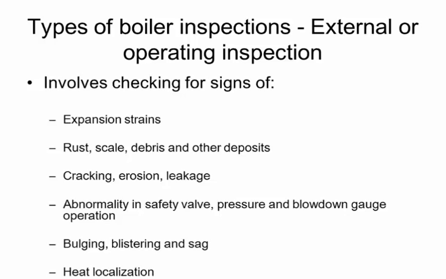External operating inspections basically involve checking for signs of expansion strains, rust, scale, debris, and other deposits, cracking, erosion and leakage, abnormality in safety valve pressure and blowdown gauge operation, bulging, blistering and sag, and also heat localization. So you can pick up on, say for instance, where the paint started swelling. You can pick up heat localization there. Alright, there are a few ways of checking, and we'll get to those test methods as well.